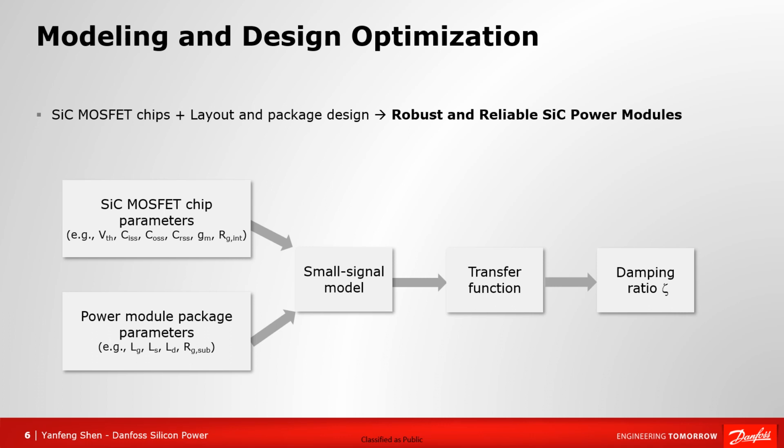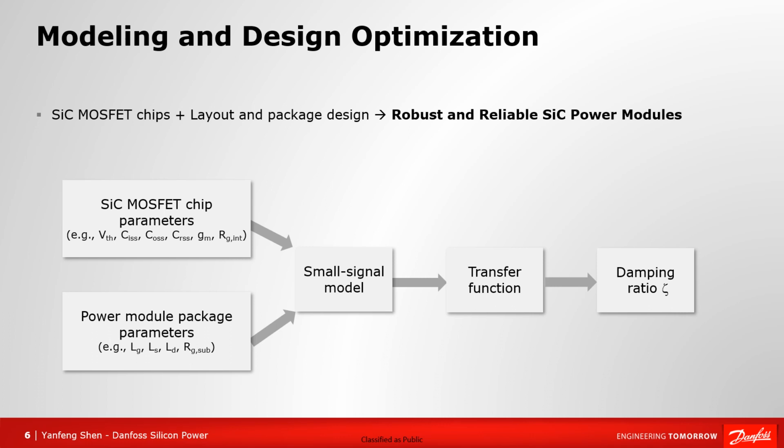The higher the damping ratio, the faster the oscillations can be damped. If the damping ratio is negative, then it means the system is unstable and the oscillation won't be damped. Instead, the oscillation will be building up and may cause gate failure during switching.